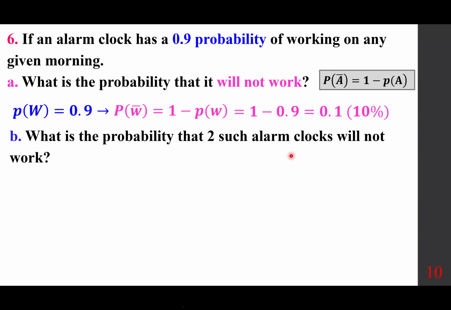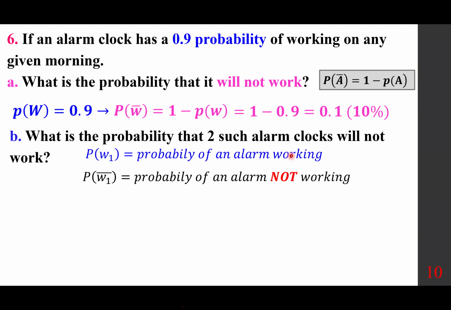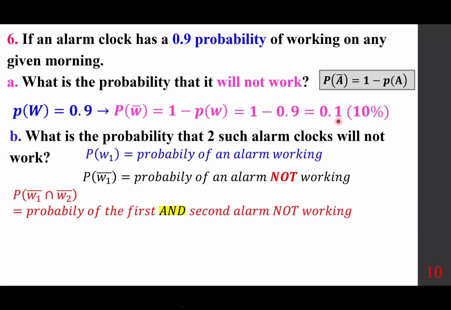What is the probability that two such alarm clocks will not work? Well, basically, the probability for the first one as well as the second one, okay? Probability of an alarm working, W1, not, probability of an alarm not working, okay? And probability for each one working is 0.9, not working is 0.1. And so probability of W1 bar intersection W2 bar is probability of the first and second alarm not working.